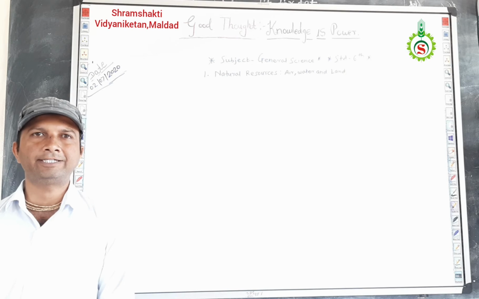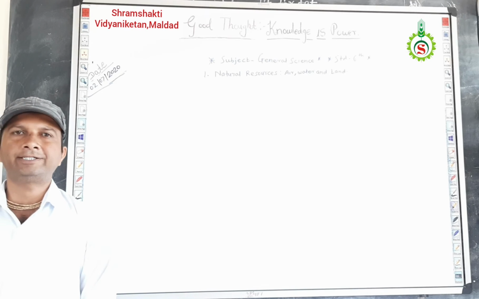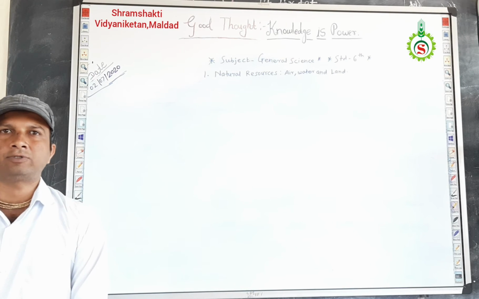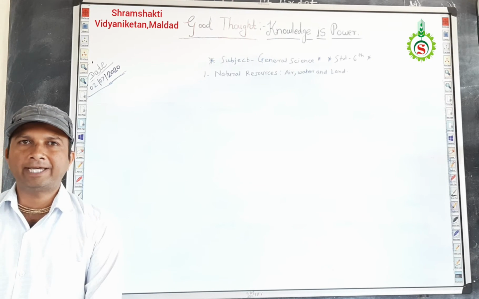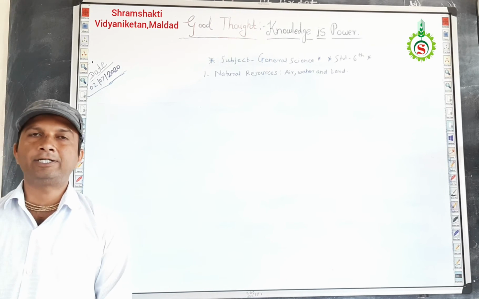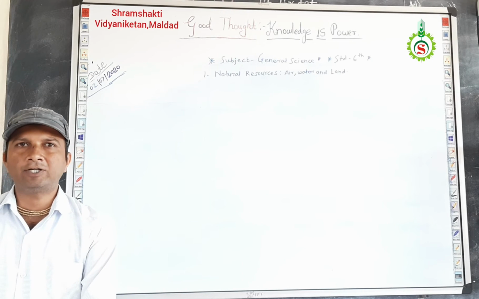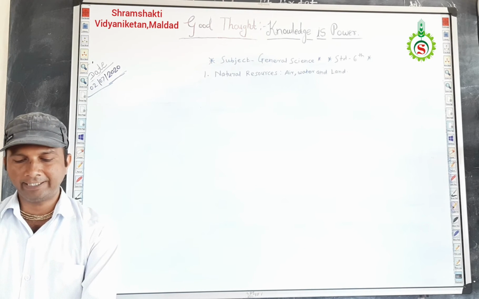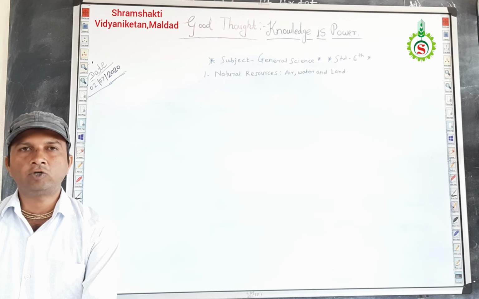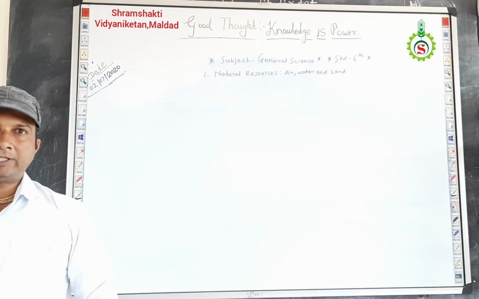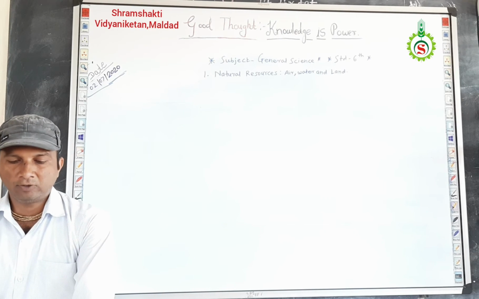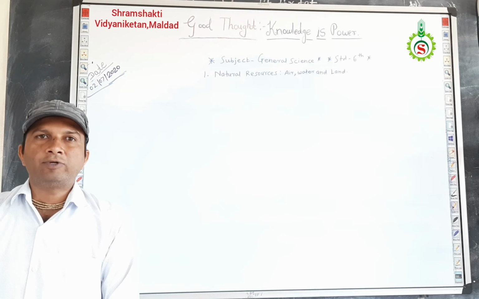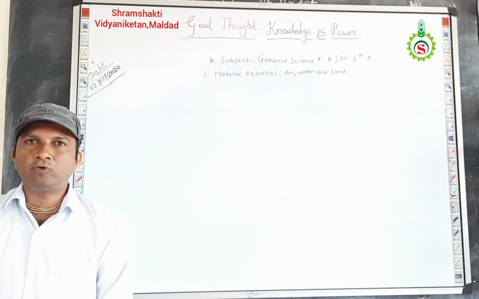During the last lecture of general science, we discussed different uses of the gases which are present in the air. It includes nitrogen, carbon dioxide, and inert gases like argon, helium, neon, krypton, xenon, etc. All the uses are for human beings. And we also discussed air pollution.